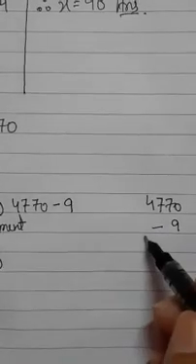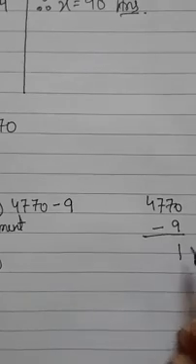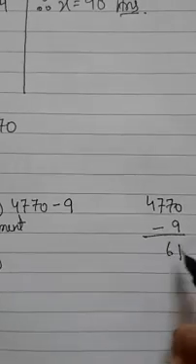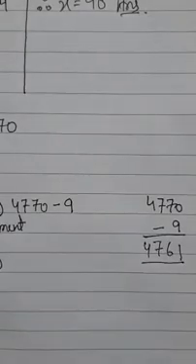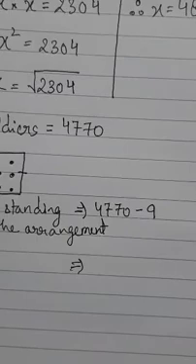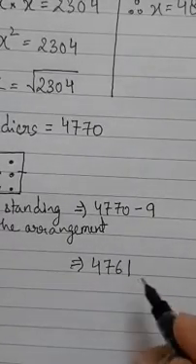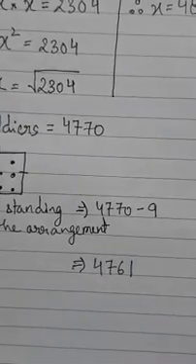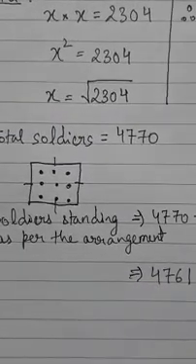So let's do it in the rough column. 10 minus 9 is 1. It is 6, then 7 and 4. That means he has already arranged how many soldiers in the form of the square? He has arranged 4, 7, 6, 1. These soldiers are standing according to the arrangement. The arrangement is in the form of a square.